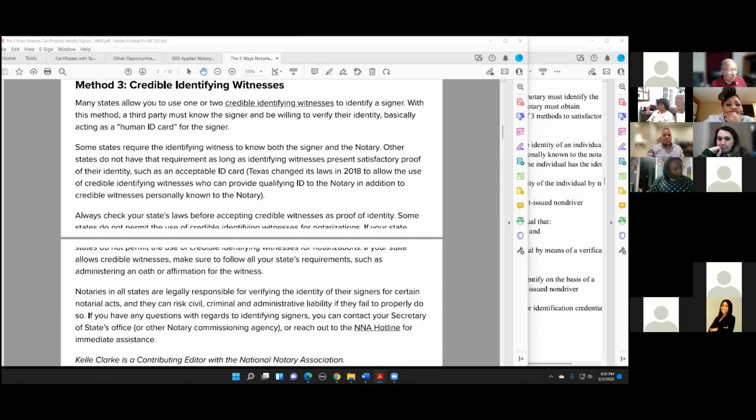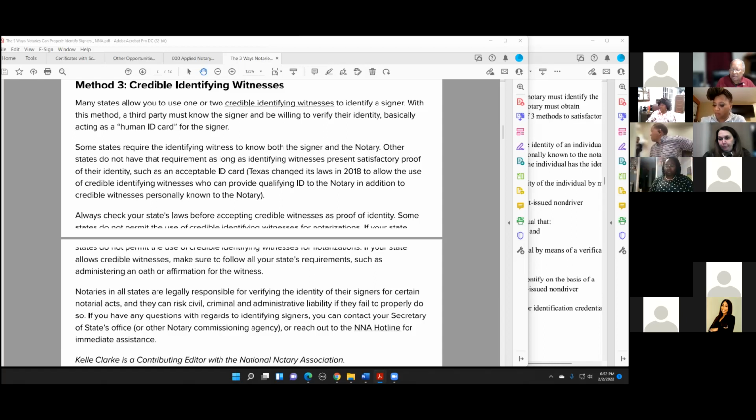Then you read the state's or the NNA portion of credible witness. Again, in Maryland, credible witness is only used if someone comes to you with a document to be notarized, and that person does not have an ID, and you don't personally know that person. So if you don't personally know that person and that person doesn't have ID, how can you notarize for that person? Well, that person can have a third person come in to identify them as their credible witness.